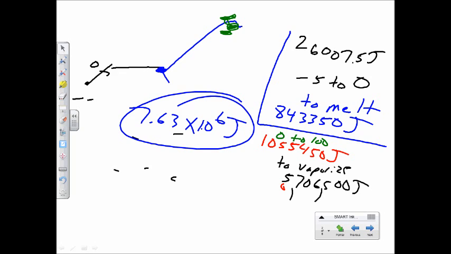You got to know 3 equations. You do need to know the equations. I'll give you the constants. Q equals MC delta T to change the temperature. Q equals M times HF to what? Change to melt, heat of fusion. And Q equals M times HV to vaporize, heat of vaporization.